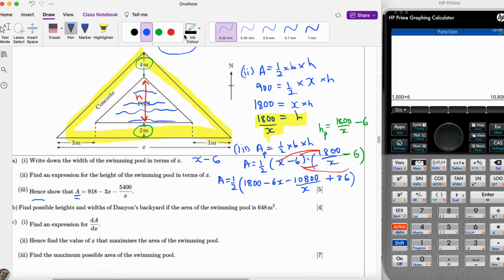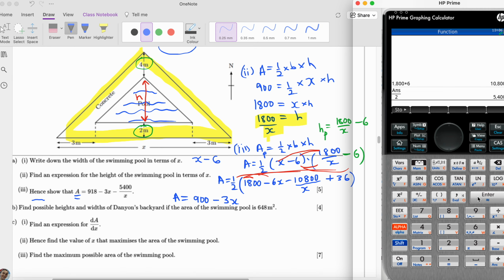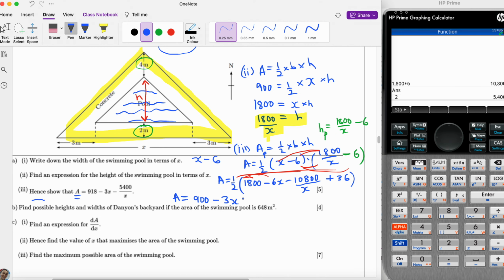Now we're going to work in the half. So the first term is going to be 900. And then the next term is going to be 3X. Keep your eyes on the prize. Looking good, boys and girls. This is going to be half. Half of 10,800 is 5,400.